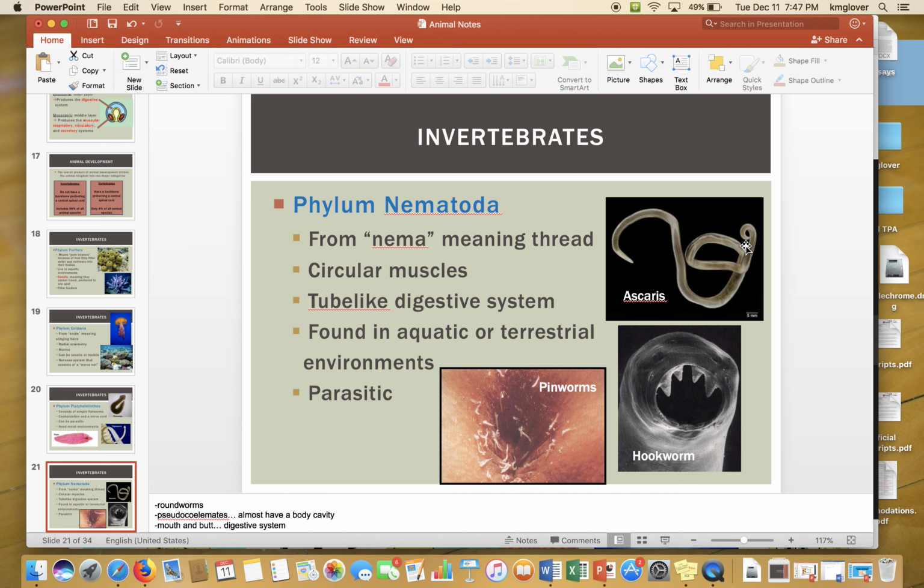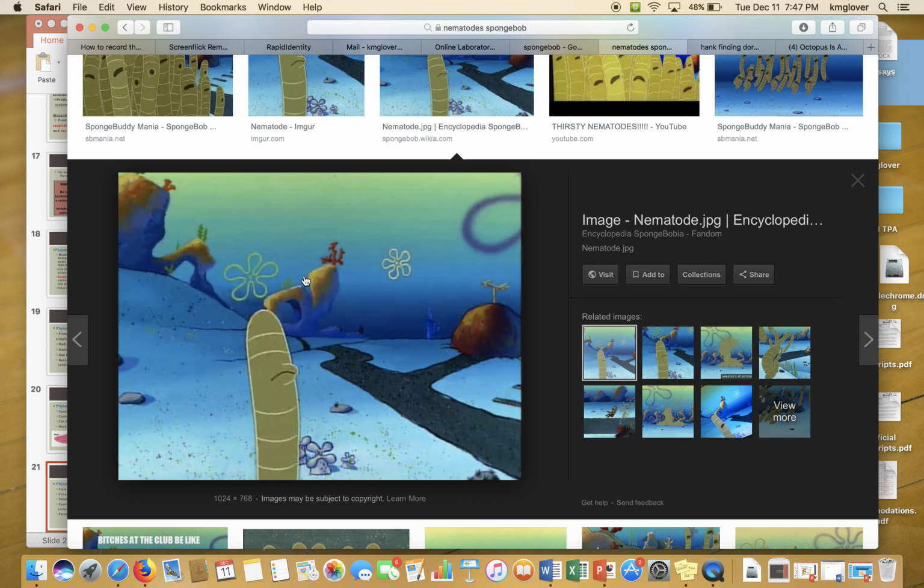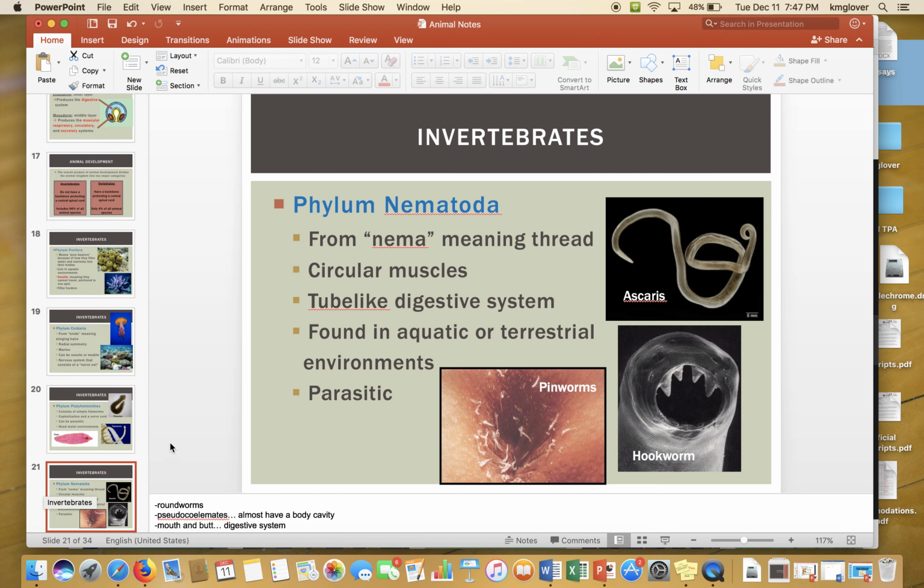All right, this is phylum Nematoda. If you remember SpongeBob, he's like, "Darn nematodes." This is what they look like whenever you saw them on SpongeBob. Right there, like no eyes, really boring. But anyway, phylum Nematoda. These are your roundworms.